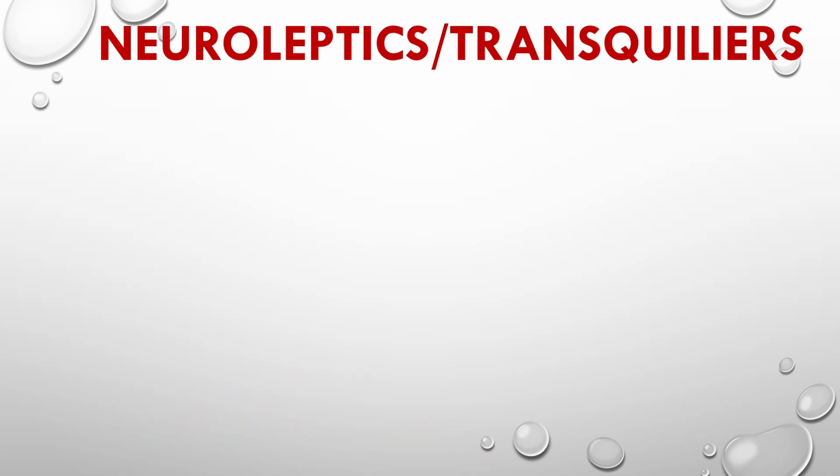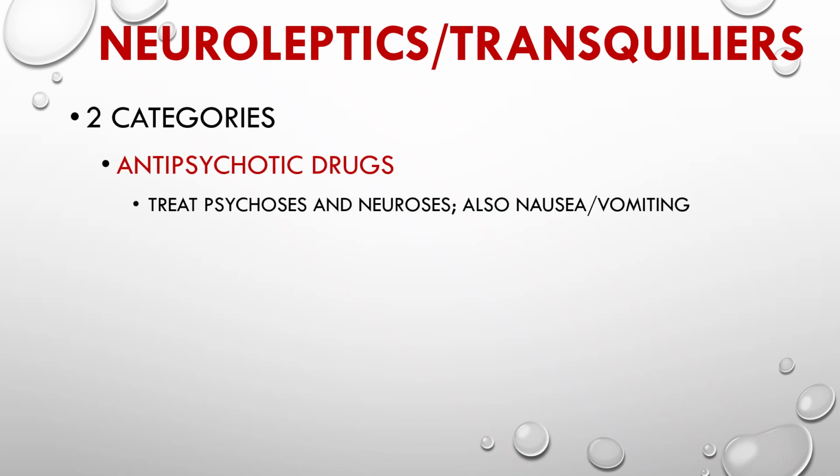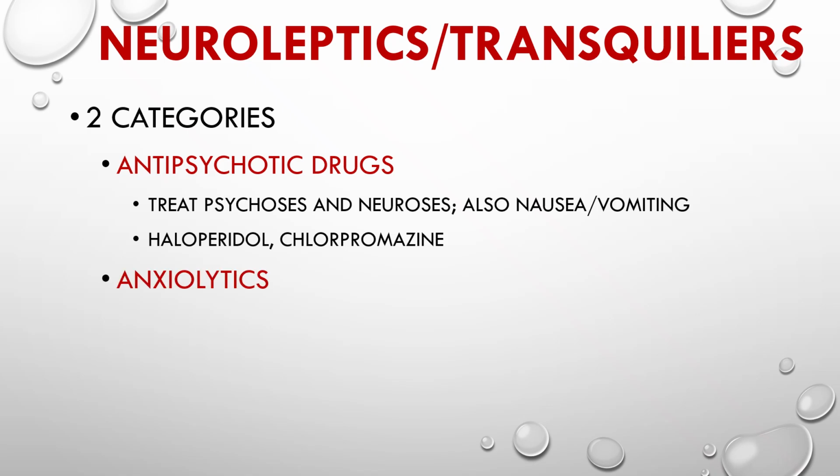Our neuroleptics and tranquilizers. So we have a couple different categories. Antipsychotic drugs fall here, so these treat psychoses and neuroses, but also nausea and vomiting, so it seems kind of unrelated, but it's how our brain works. So haloperidol is an example of one of those. And then we also have anxiolytics, so we think about anxiety here. So it treats anxiety, stress, and irritability. So risperidone is an example.